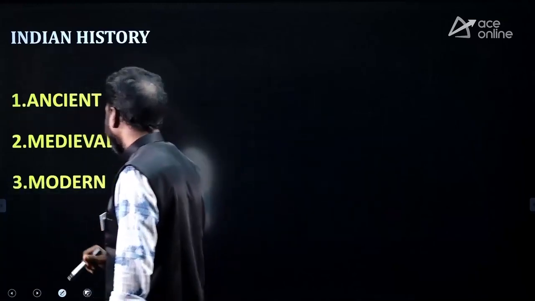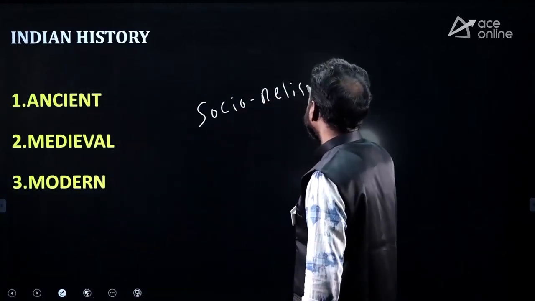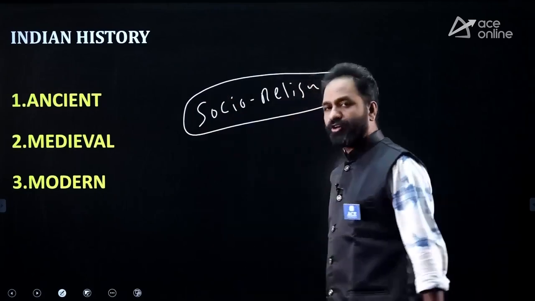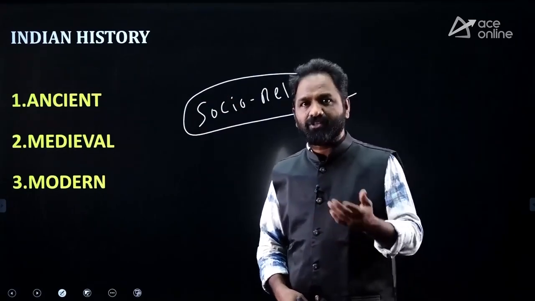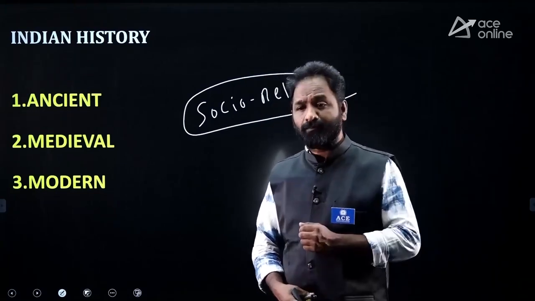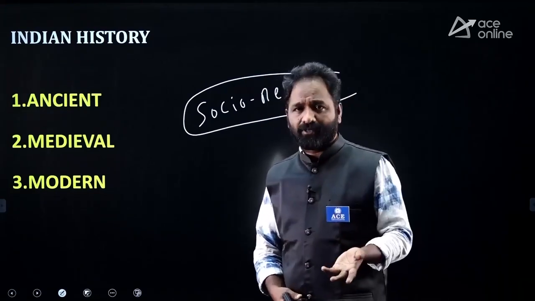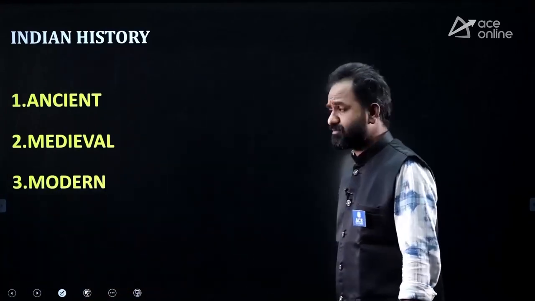And in modern history, they are also asking questions about the social religious reforms. Please give importance to this chapter, social religious reforms, like Brahma Samaj, Arya Samaj, Ishwarchandra Vidyasagar, and Kandukuri Veeresalingam, and many other people are there, okay. Please try to read about these social religious reforms.